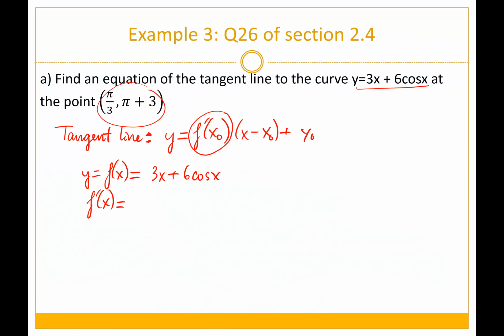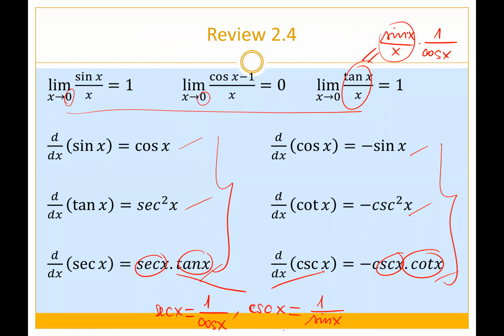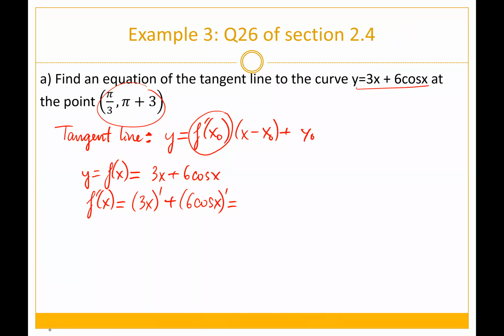First of all, this is a sum, so the derivative is going to go term by term. It's going to be the derivative of this term plus the derivative of this term. Derivative of 3x, by the scalar multiple rule, is 3 times the derivative of x, which is 1. So 3 times 1 is 3. And then 6 cosine of x.